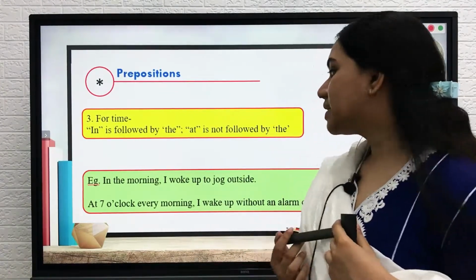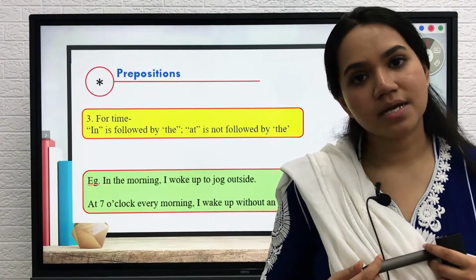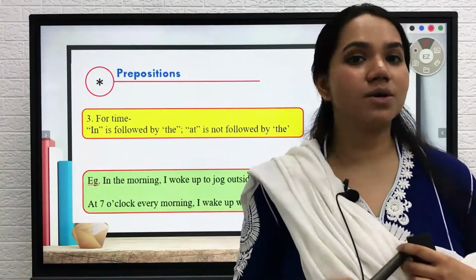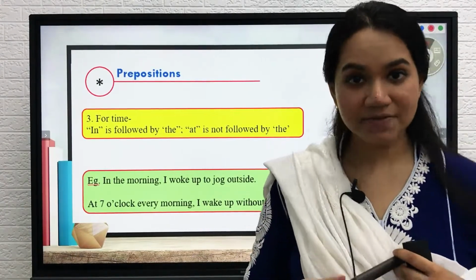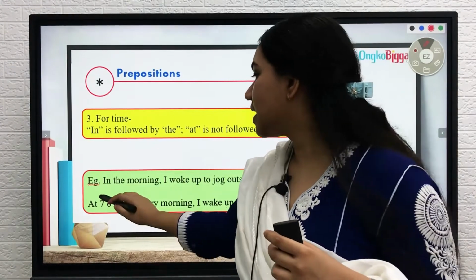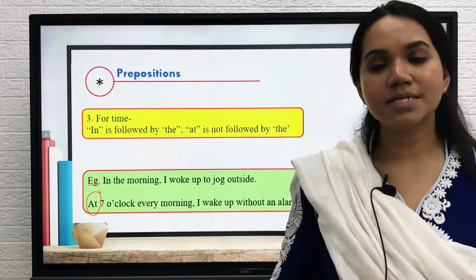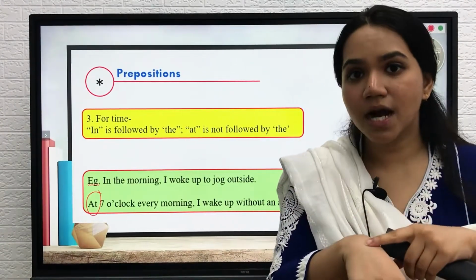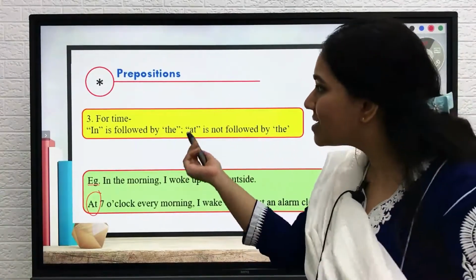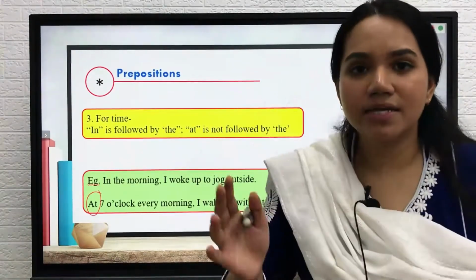The thing is, if I want to say at 7 o'clock, this is going to be correct. But if I want to say in 7 o'clock, I need to change the word 7 o'clock here because 7 o'clock is very specific. Whenever I use the word at, it means that I am explaining something very specific. By specific, I mean whenever there's a specific time or a specific place or a specific task that I am doing. I am not explaining it in a vague line.